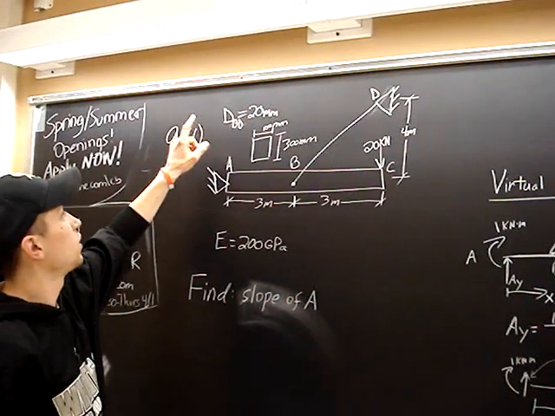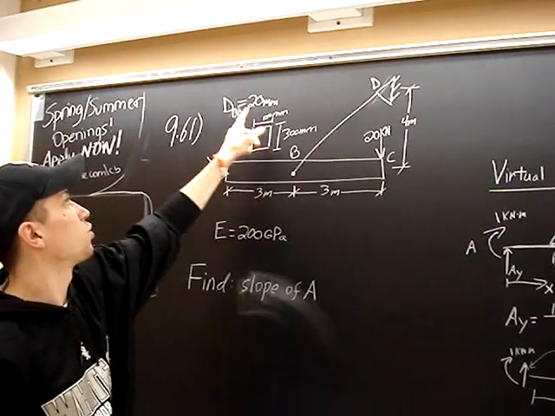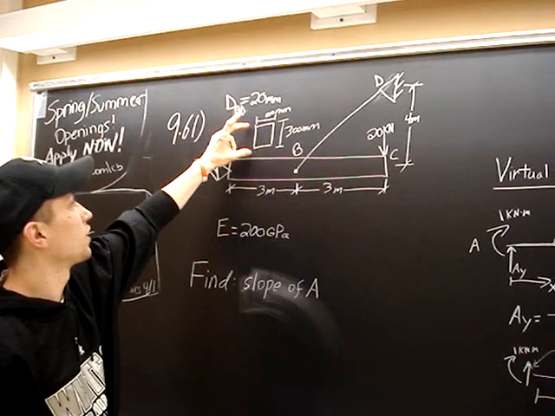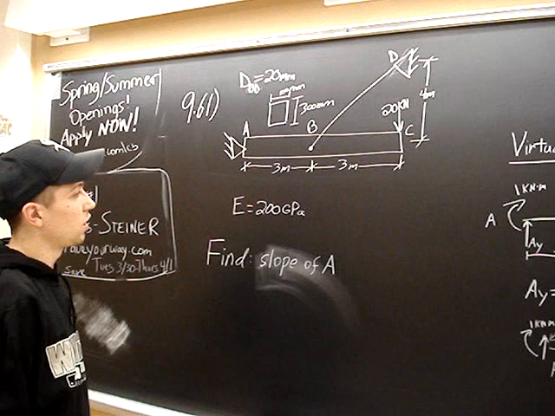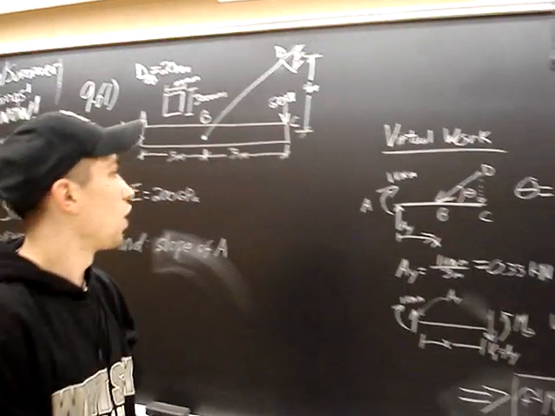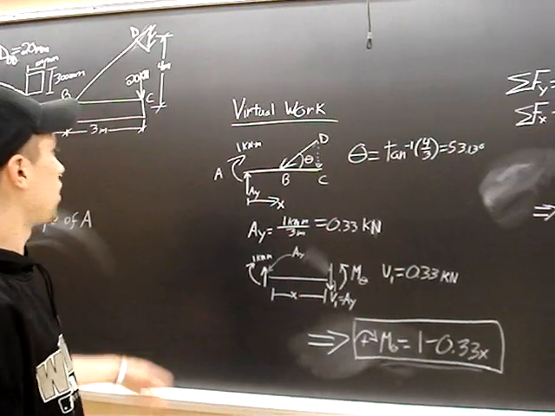The given diameter of the cable is 20 millimeters, and here's the cross-sectional area of the beam. We're also given E, which equals 200 GPa. Our virtual work, we're going to start first.